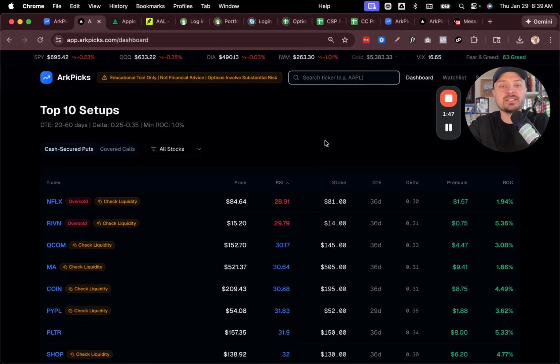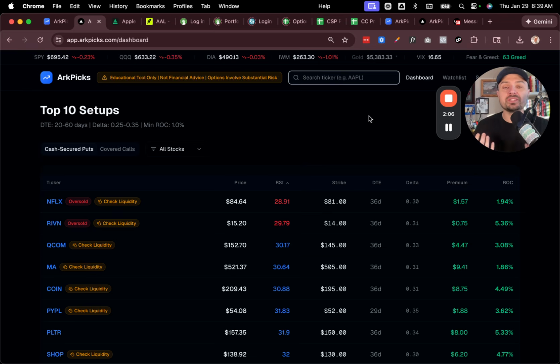And then of course at the top, these are the core numbers to see what the broader market is actually doing. These are the numbers that I'm paying attention to every single day to see, hey, what's SPY doing, what's QQQ, the Dow, obviously Russell 2000, gold, VIX, right, and the fear and greed index. So I always have those right at the board.